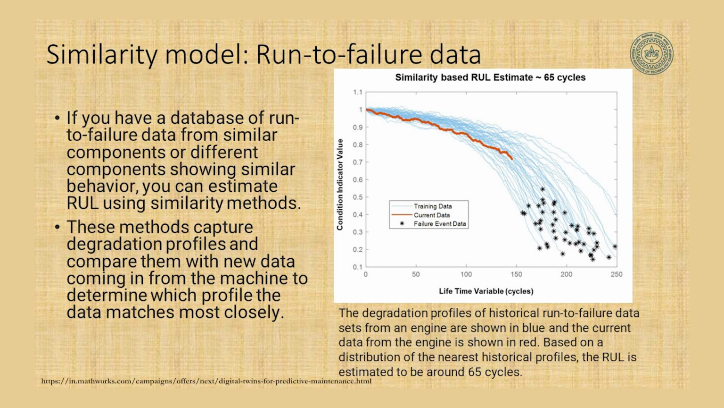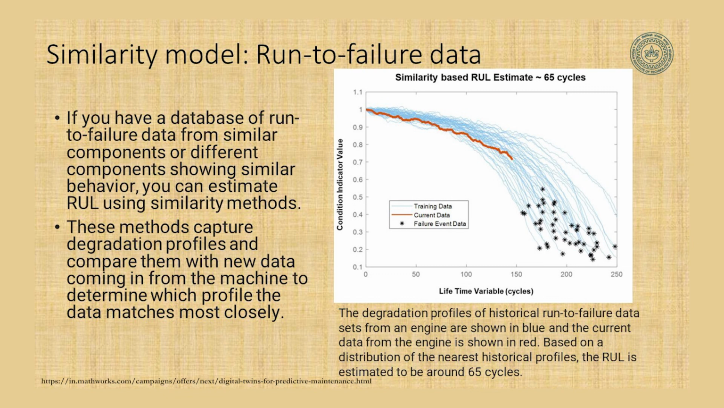So, with many different components showing similar behavior, you can use similarity methods. These methods capture degradation profiles and compare them with new data coming in from the machine to determine which profile the data matches most closely. Let us say you have many different machines, and you have collected lots of data over time and plotted the condition indicator values against the lifetime variable, the cycles of operation.